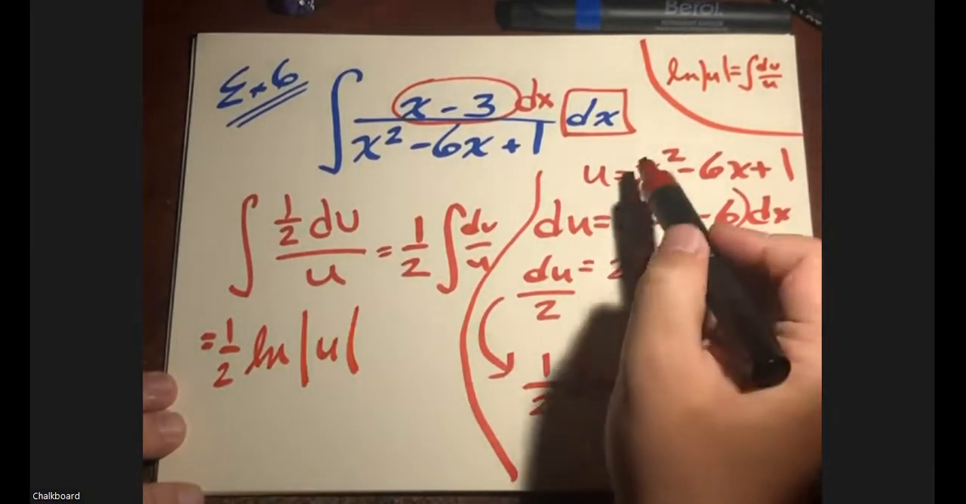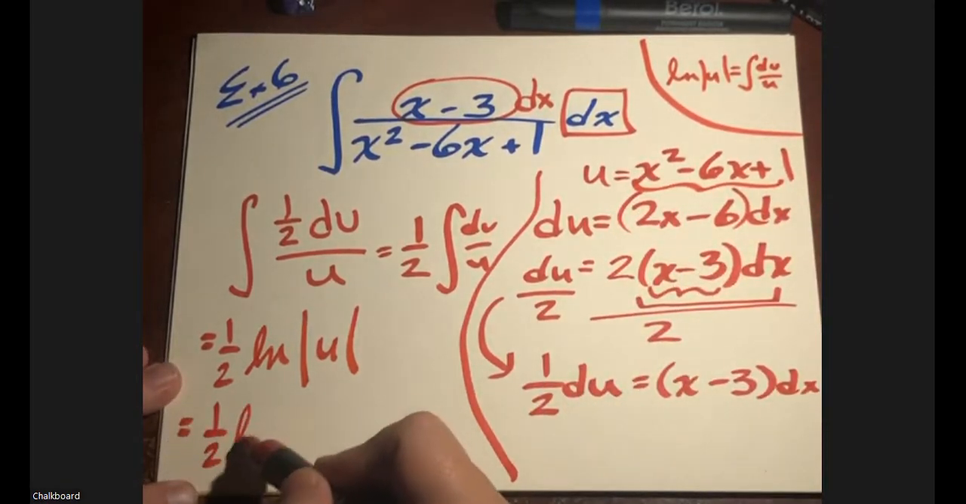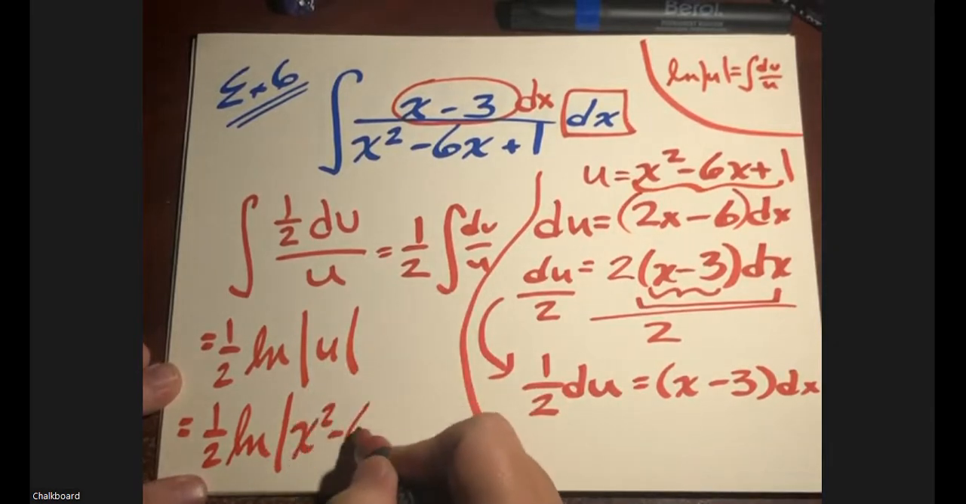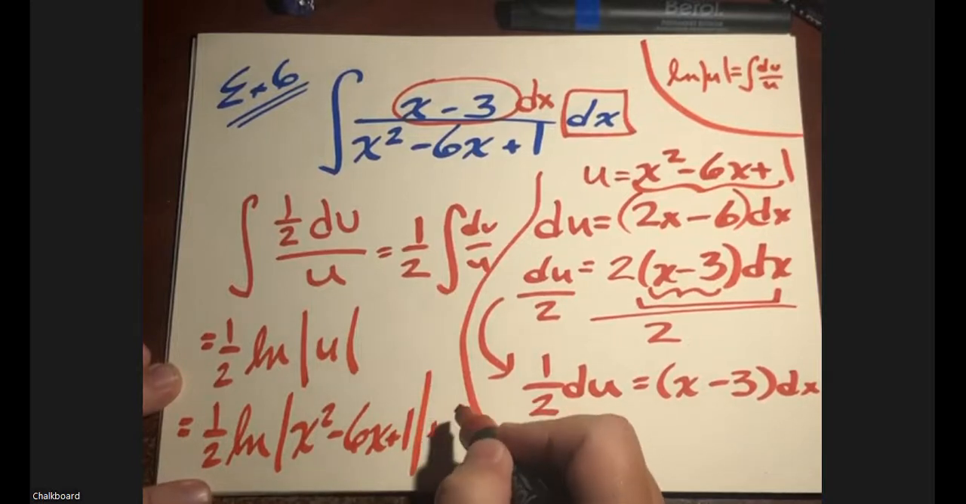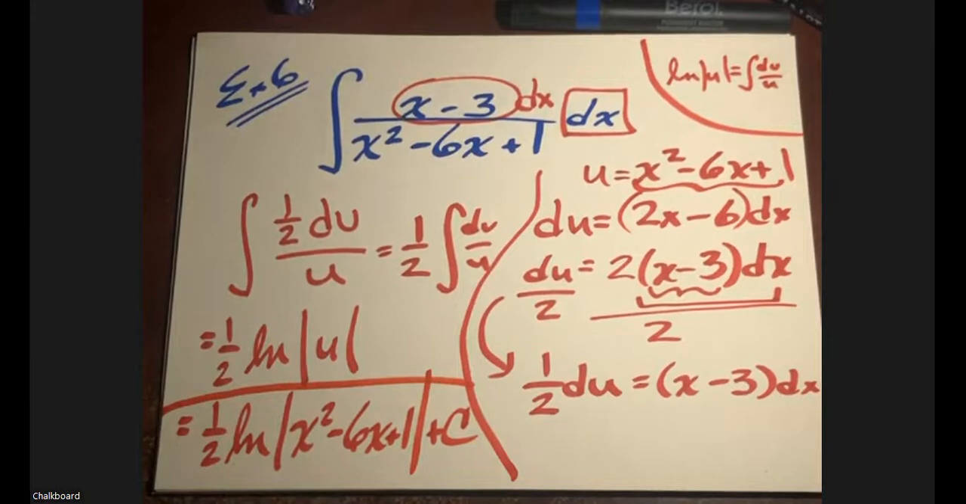So that means I'm going to write here the natural log of u. And what is u? u is this quantity here. So one more writing: 1/2 natural log of that expression, x squared minus 6x plus 1. Close the absolute value, and don't forget plus c. Because when you integrate, you have to put plus c in there. And that's example 6.